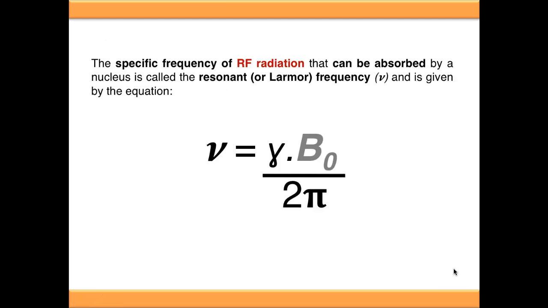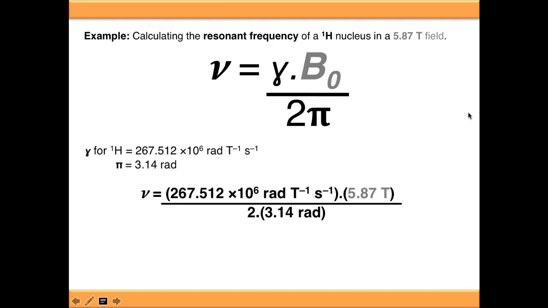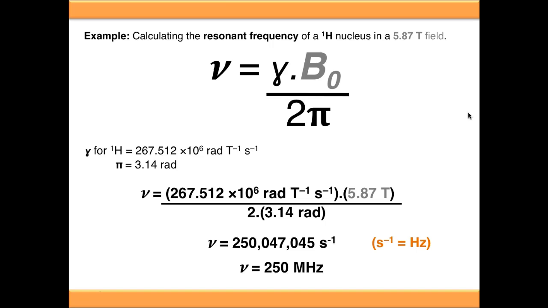So the specific frequency that can be absorbed is called the resonance frequency or the Larmor frequency, and we're giving it the designator nu here, and it's given by this equation. As an example, calculating the resonance frequency of proton nuclei, again in a 5.87 Tesla magnetic field. We know the gyromagnetic ratio for proton because we were given it earlier, and we know what pi is, and our B0, our applied field, is 5.87. So if we feed everything in, we get this, and that gives us a resonance frequency of 250,047,045 per second. Since per second is hertz, that's 250 megahertz.